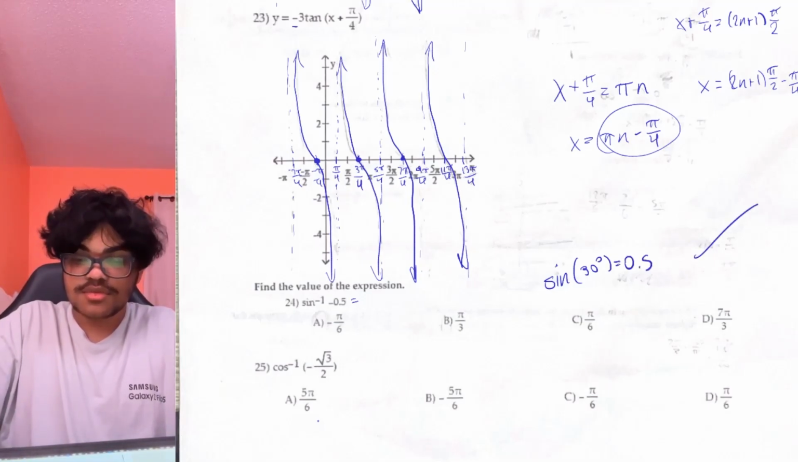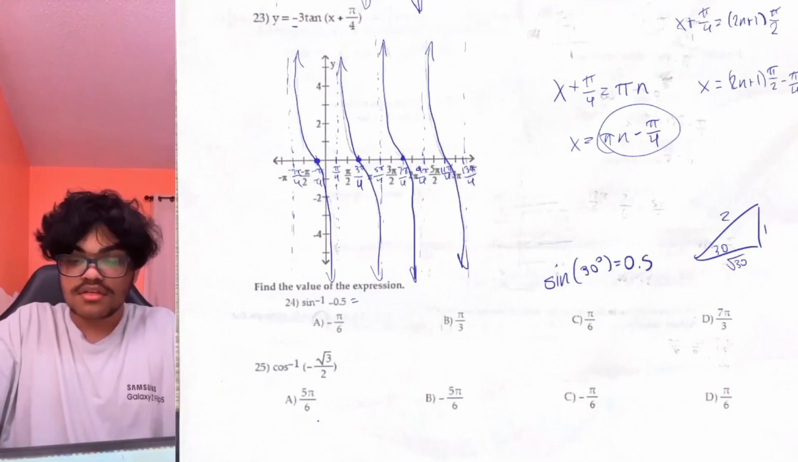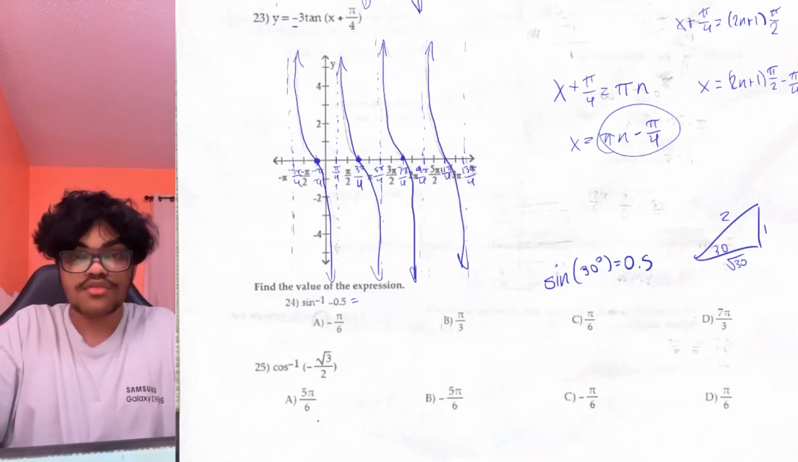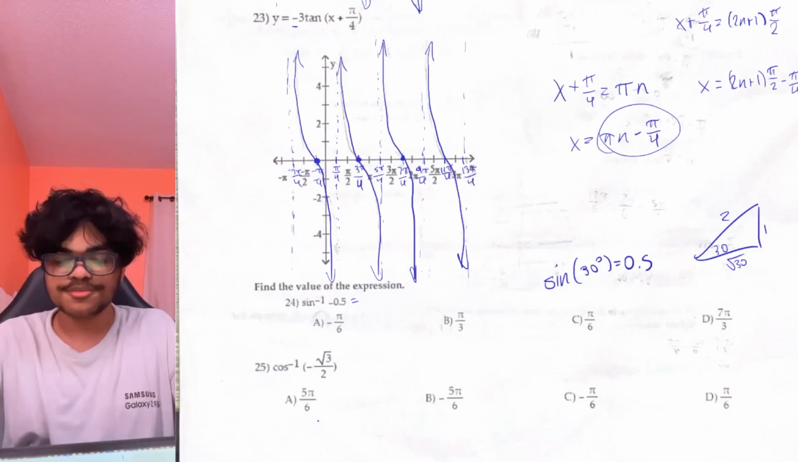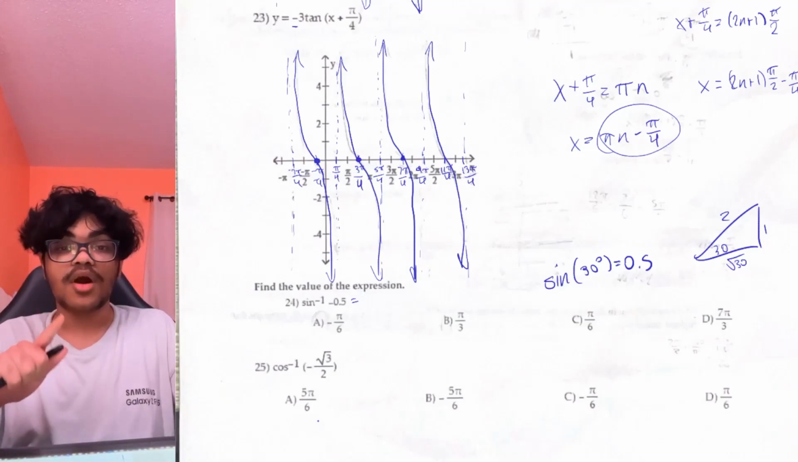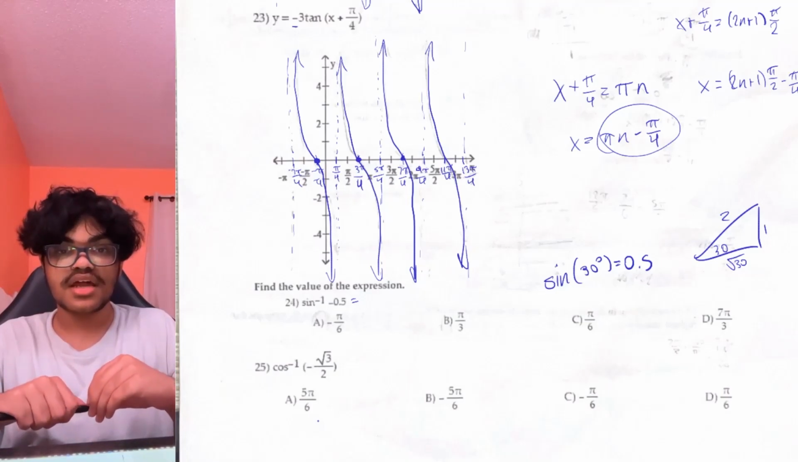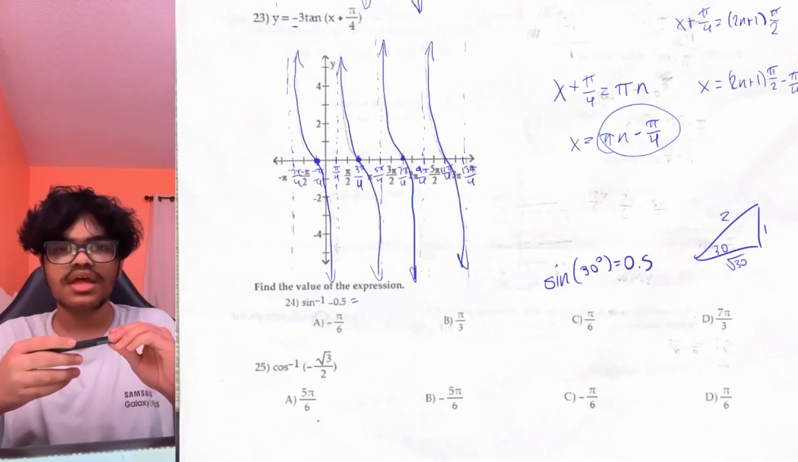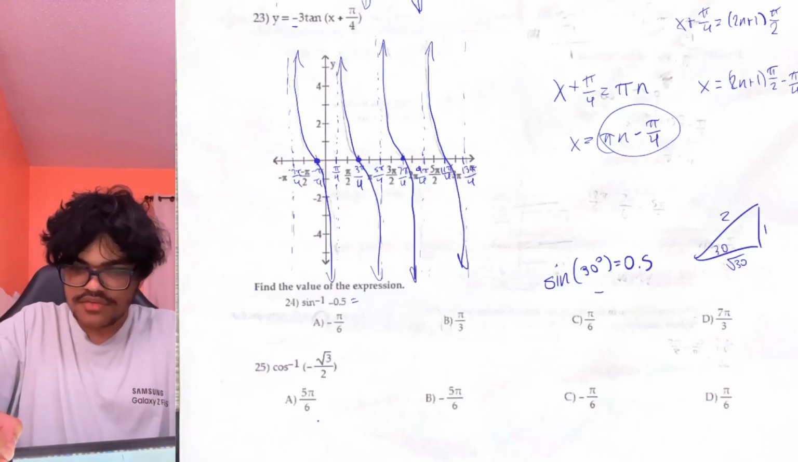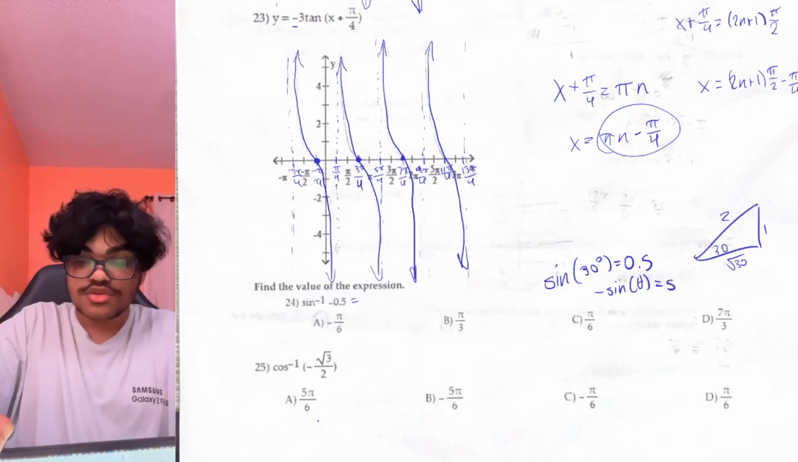Because if you draw the special right triangle, the 30, 60, 90 triangle, you'll see that the sine of 30 is opposite over hypotenuse, which is just 1/2, which is equivalent to 0.5. Now, how does this help us with finding inverse sine of negative 0.5? A property you have to remember of sine is that if you have negative sine of some angle theta, this is equivalent to sine of that angle but negative.